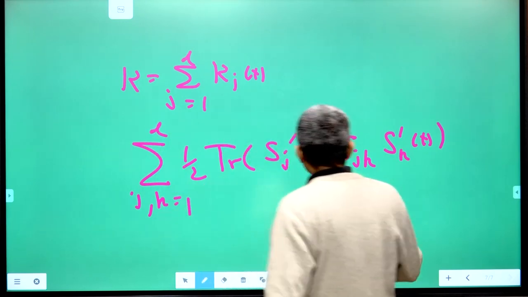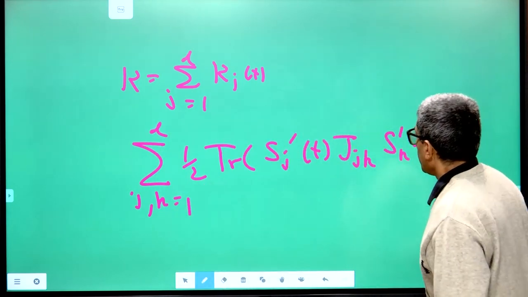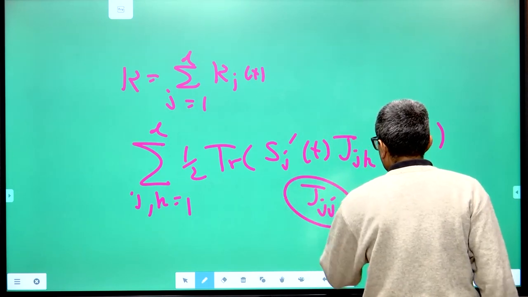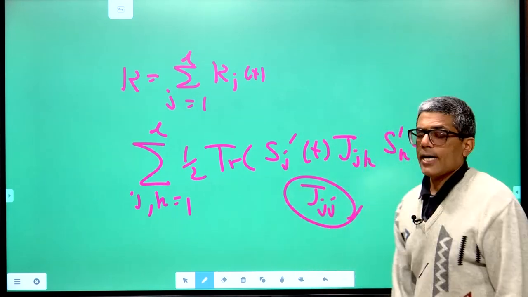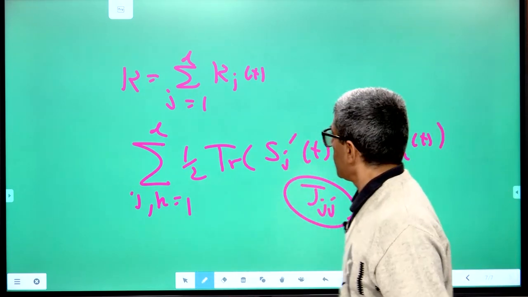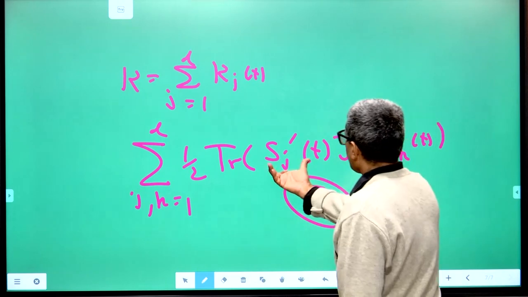This is the total kinetic energy of all the links put together, where your Jjj will be identified with the moment of inertia of the jth link. And these Jjk are obtained in terms of the center of masses of the different links. So it becomes a quadratic form in a set of matrices.